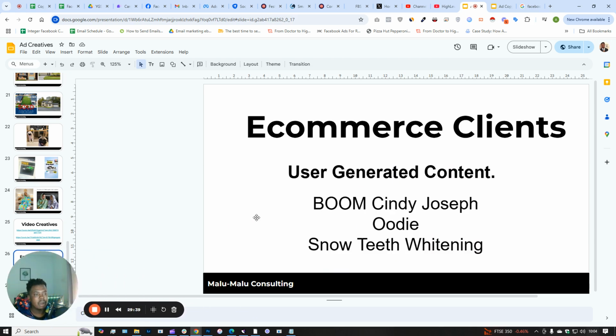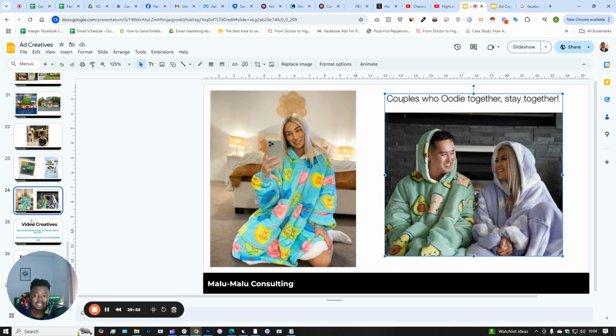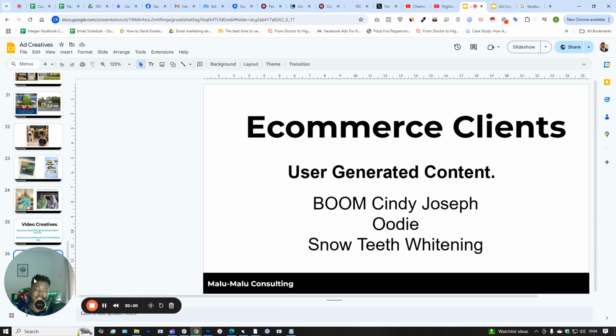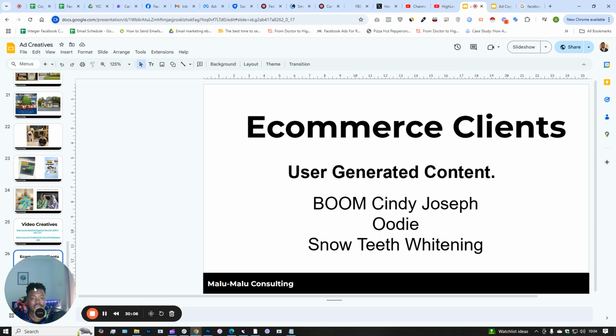It is user generated content. So these three 9-figure brands use user generated content. If you go to the Facebook ad library and search for these three brands, you'll notice a lot of their content, like for example here, a lot of their ads is user generated content. So they get the product, they send it to the customer, the customer uses it, and then they create a video and send the video to the client.